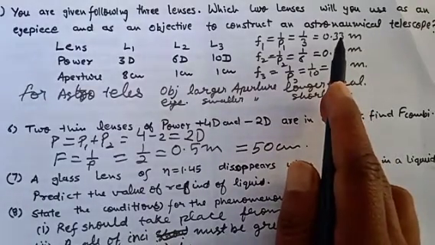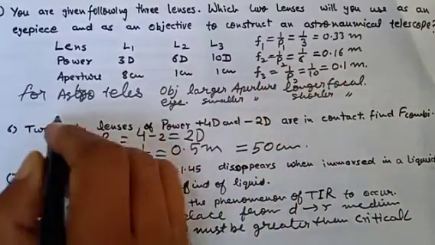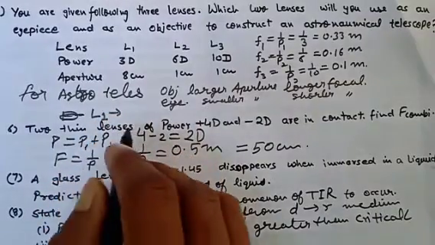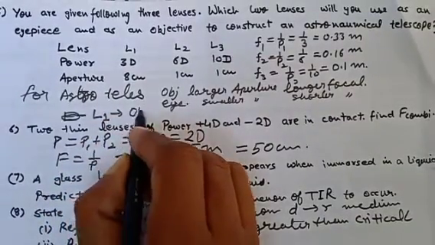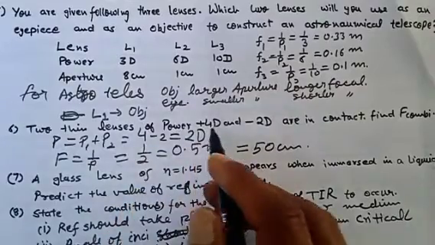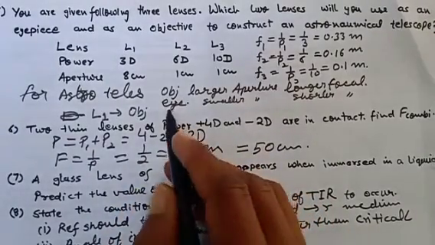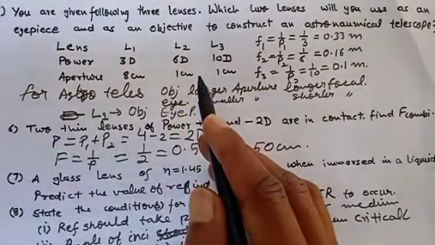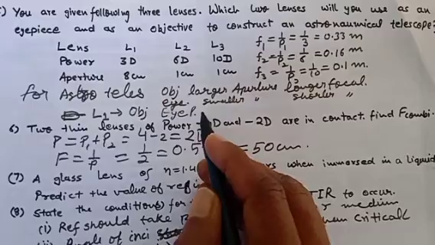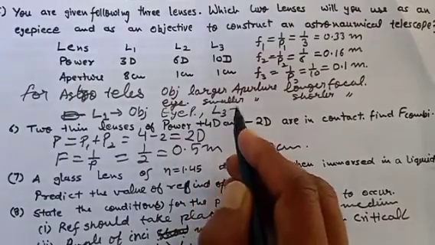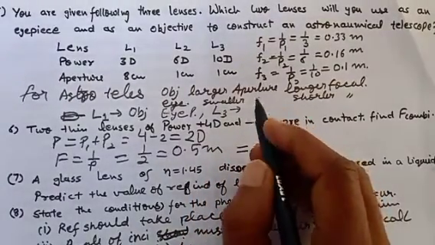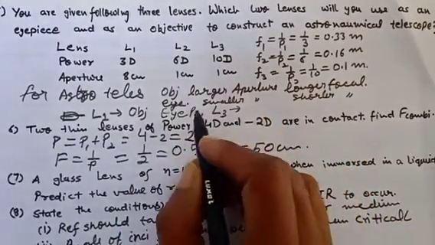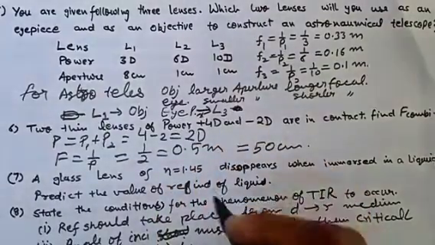So lens 1 can be used to make the objective lens. And for the eyepiece, we have two with the same aperture, but the third lens has the minimum focal length. So L3 will qualify the criteria for the eyepiece. So okay, I have this one, eyepiece L3.